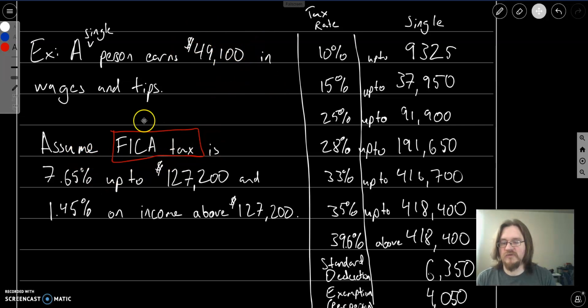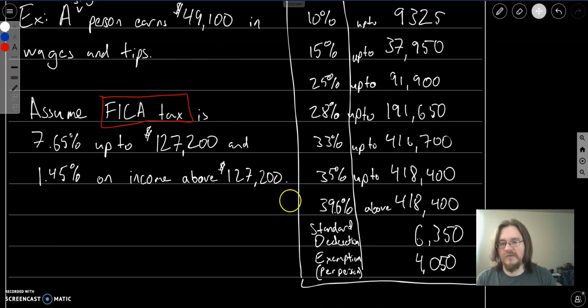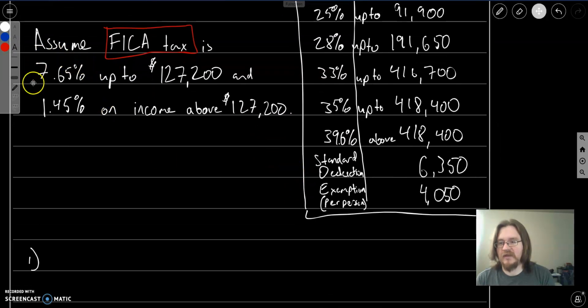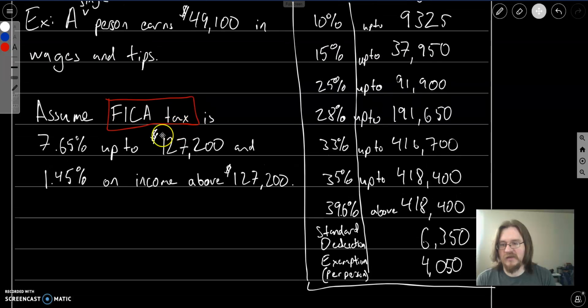So this is just the sum total of all of their income over the year. FICA tax works a little bit differently. The first, what is that, about $127,000 you earn, you get taxed at 7.65%, and anything more than that, you only get taxed 1.45% on anything that's above $127,000. So this person earned $49,100 in wages and tips.